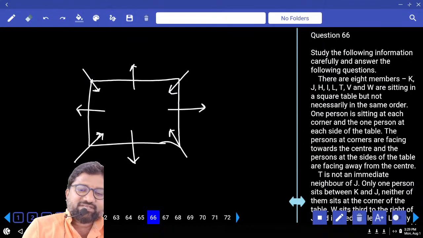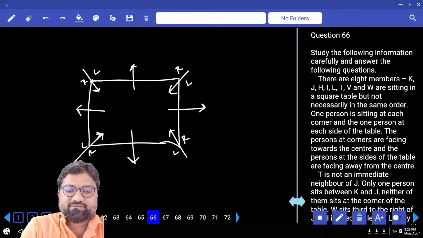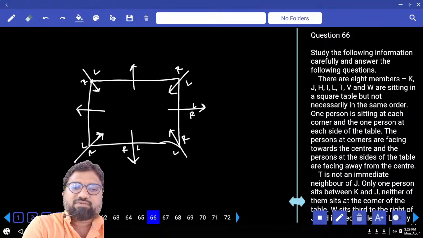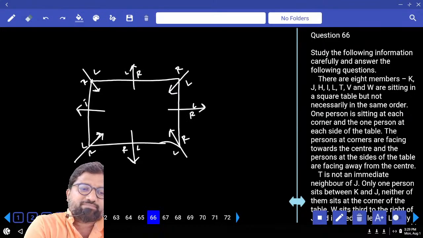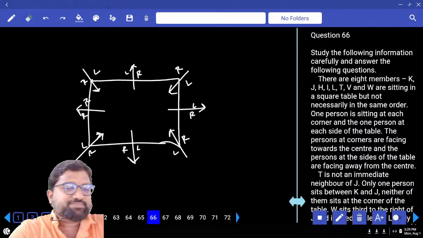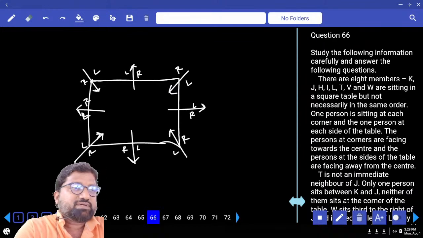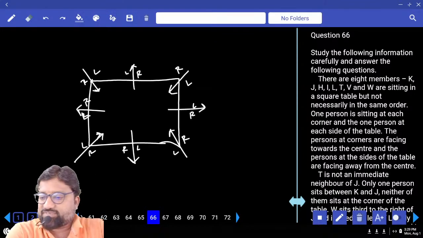Now I'm mentioning right and left here. This is only for those students who have started their practice very recently, or who have joined very recently and to whom this topic of sitting arrangement is not yet completed. Okay? Let's go. What's the first point?